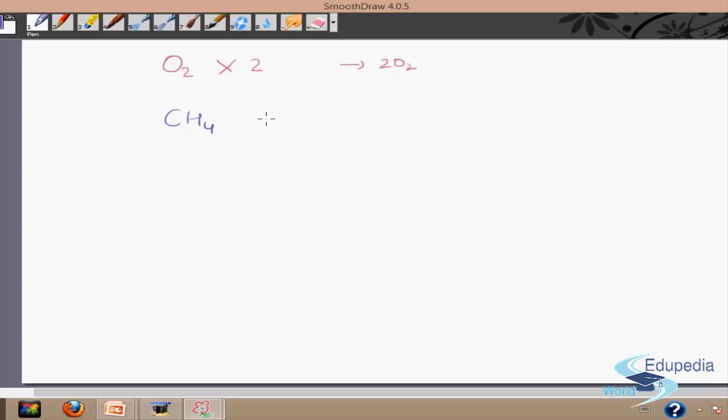We write now CH4 + 2O2 giving CO2 + 2H2O. Now again let's count the numbers of various atoms on the two sides once again.